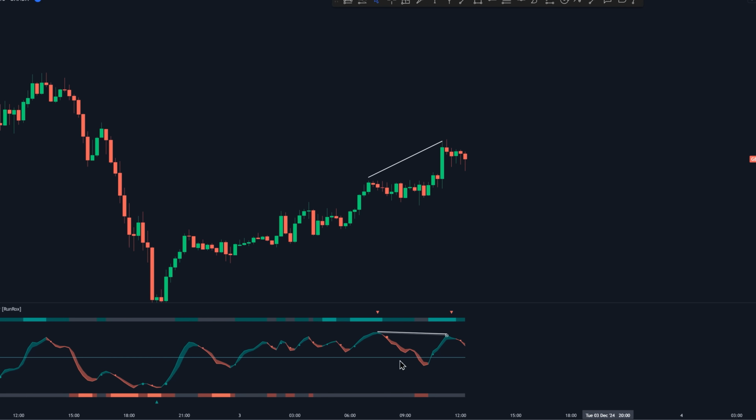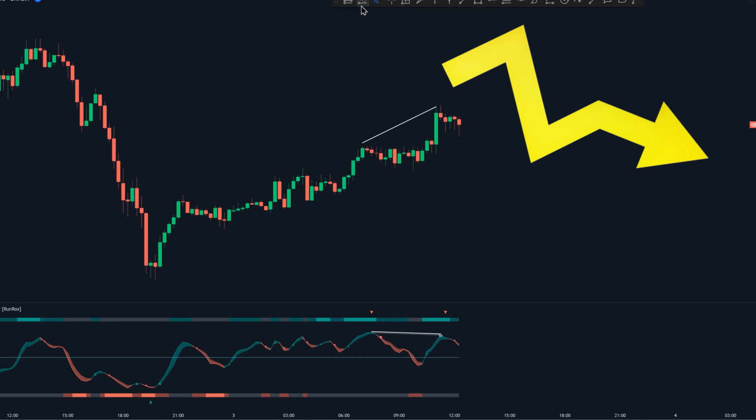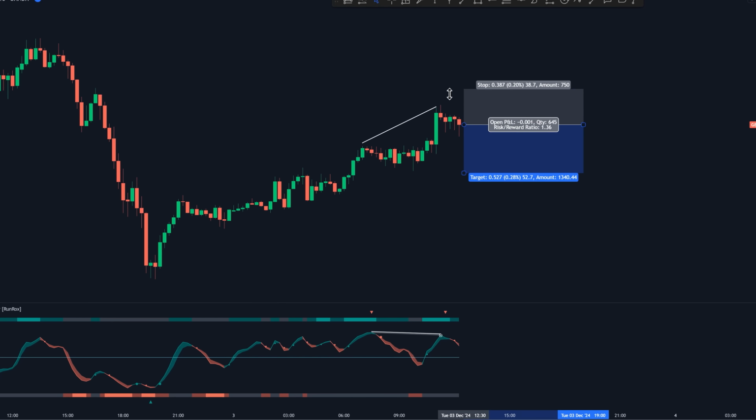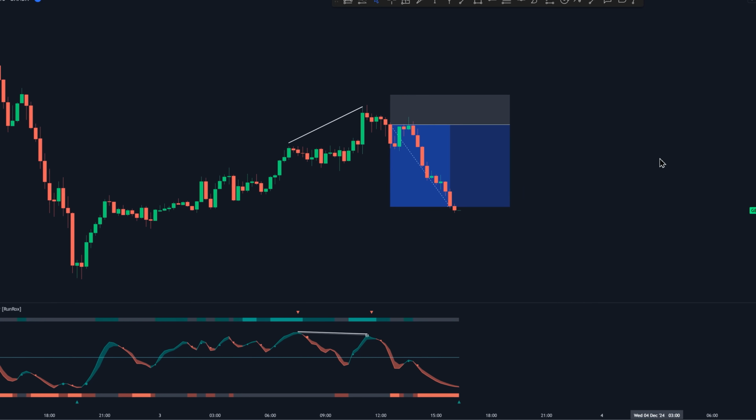On the other hand, the same indicator indicated a bearish divergence, meaning there is a high probability that the price will go down. If we were to take a short position here, as you can see, the trade would have been profitable.